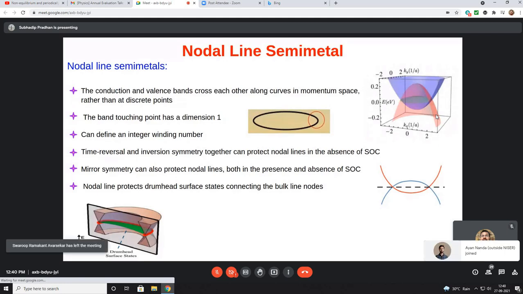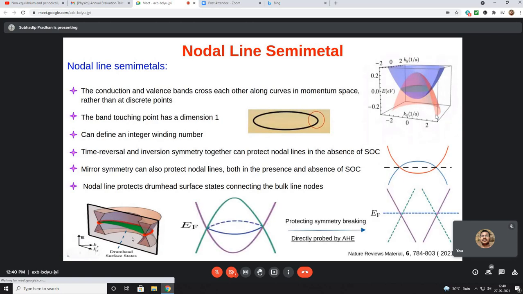And this nodal line protects diamond type surface states connecting the bulk line nodes. If you take the projection on the surface, you can get diamond type surface states for this nodal line semimetal. Now, I already said that the protecting symmetry is time reversal symmetry and inversion symmetry when there is an absence of spin orbit coupling, and the protecting symmetry is mirror symmetry when there is spin orbit coupling.